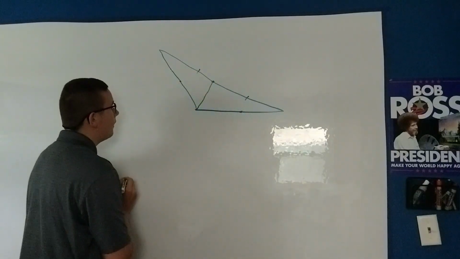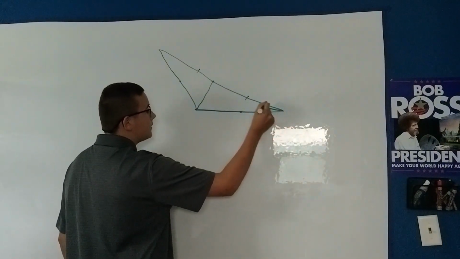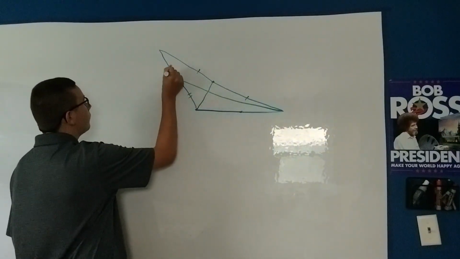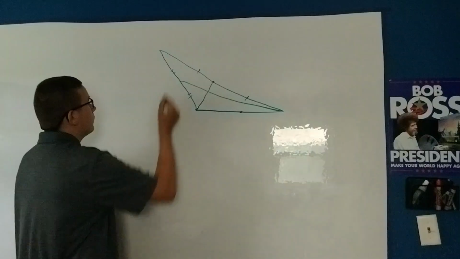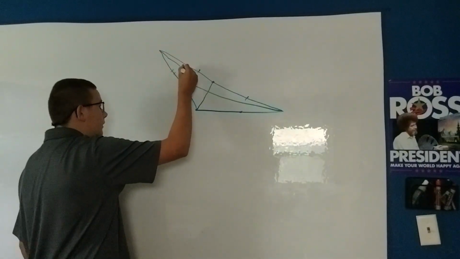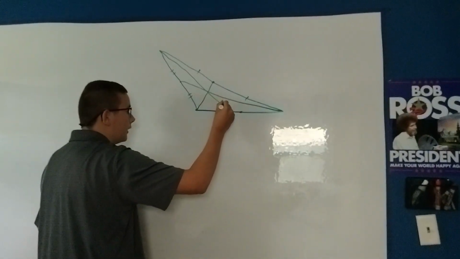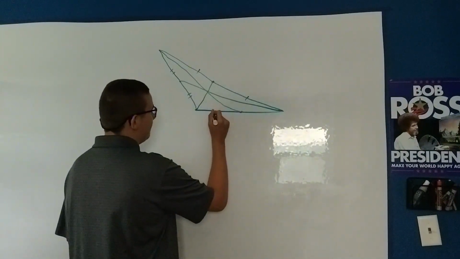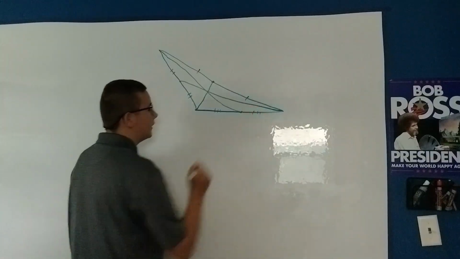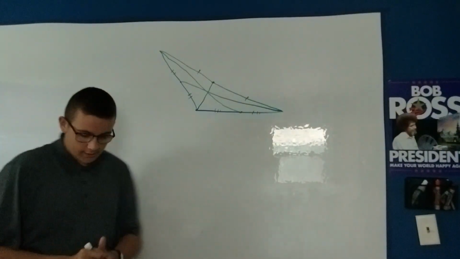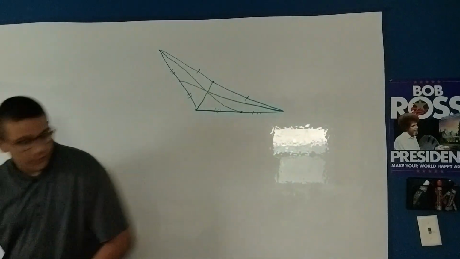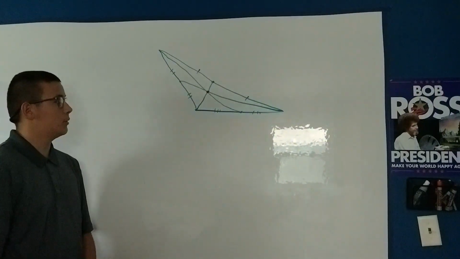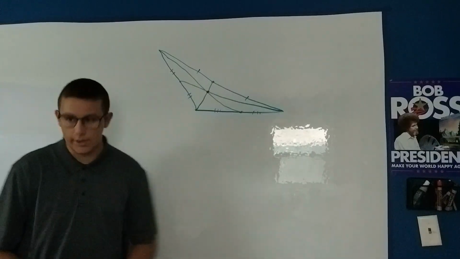I do the same here from this vertex to that midpoint, and it cuts this side perfectly in half. And then one more time from this vertex down to that midpoint. I had to kind of curve my line there a bit, but it cuts that perfectly in half. And again, that point where all three intersect, right there is your centroid, the center of your triangle.